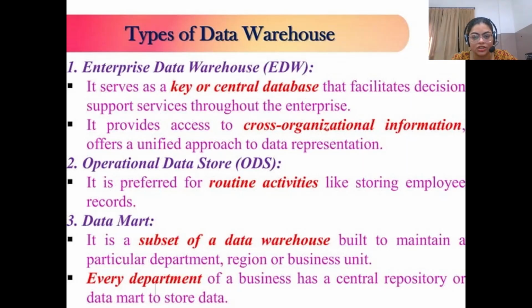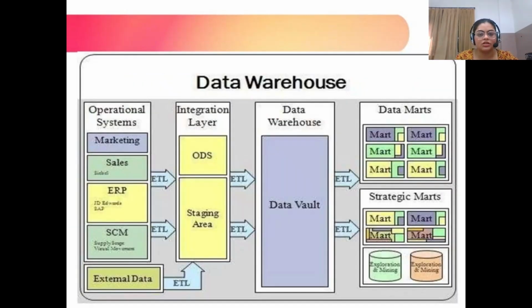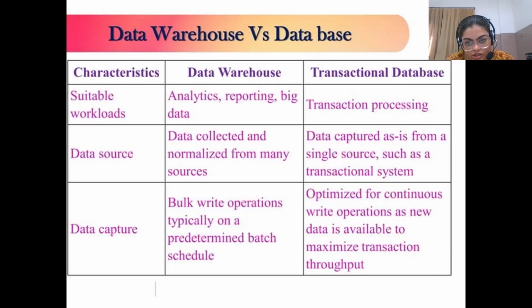We can say that EDW, ODS, data mart, ये क्या है? ये सारे types ही तो हैं database के. और इसका क्या है, you can also say that some other data warehouses, like you can see in the pictures, there are the operational systems, can be marketing, जहाँ operations performed होते हैं, ERP, SCM, external data, sales, marketing. फिर कुछ integration layers होते हैं जो staging area होते हैं. फिर वो data warehouse होता है, तब जाके वो data वाली चीज होती है. और फिर data marts और strategic marts होता है जहाँ पे data mining की जाती है. So this is the proper data warehouse working.